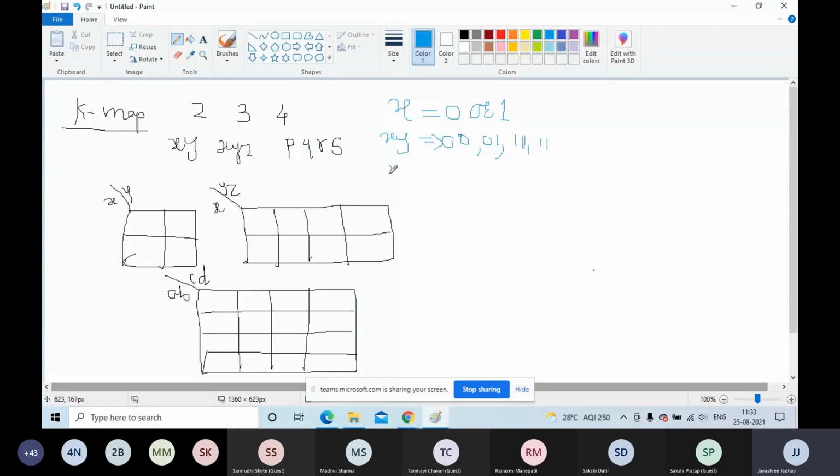If you have 3 variables, how many combinations? 8 combinations. And if you have 4 variables, then how many combinations? 16 combinations. Yes, you have to remember: 1 variable, 2 combinations; 2 variables, 4 combinations; 3 variables, 8; and for 4 variables, it's 16. The value of each variable is either 0 or 1.